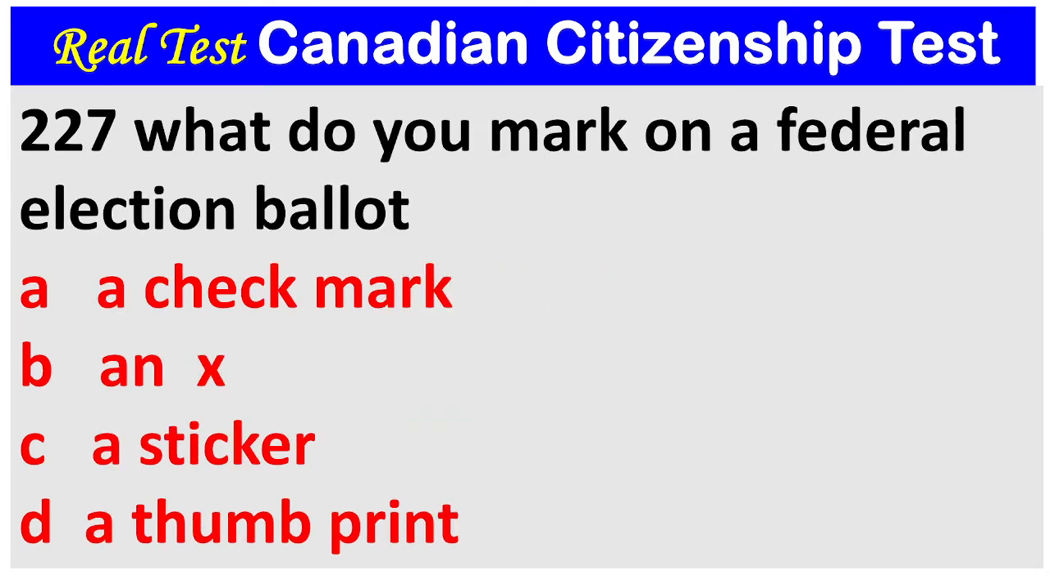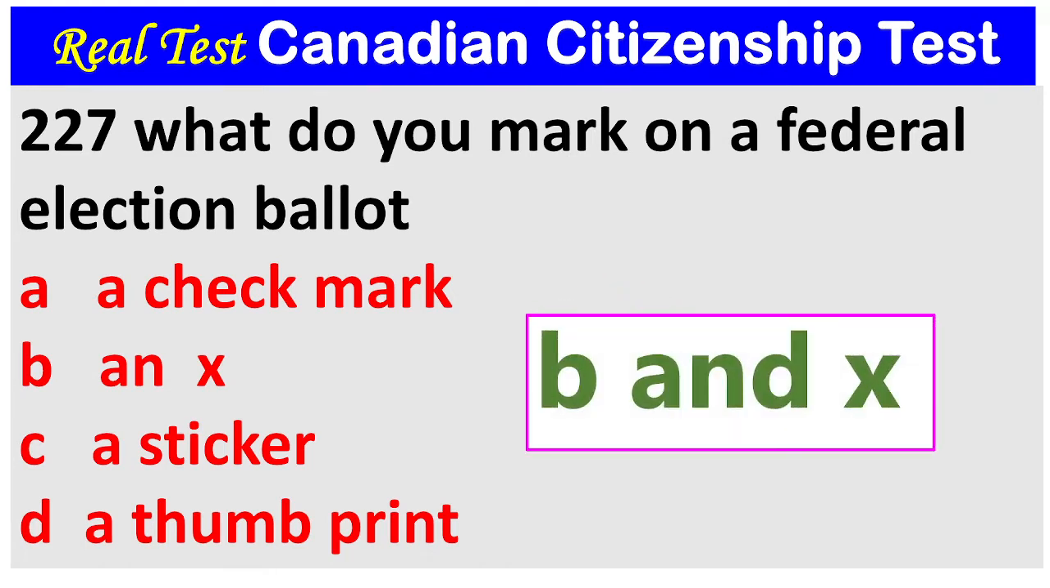Question 227. What do you mark on a federal election ballot? A. A check mark. B. A cross. C. A sticker. D. A thumbprint. The answer is B. Cross.